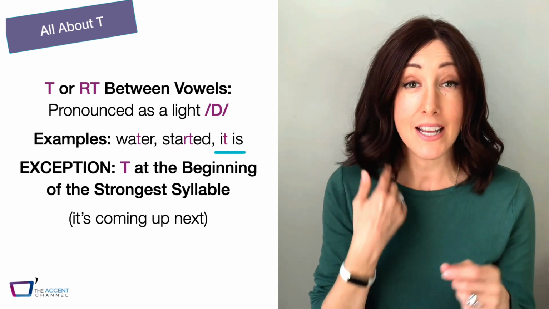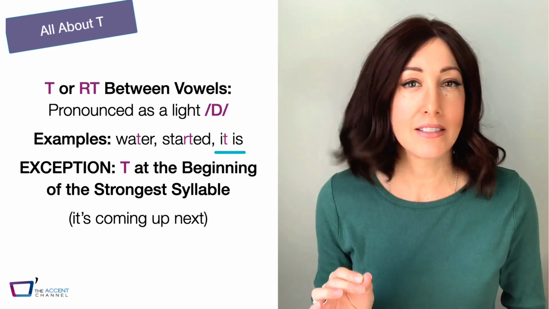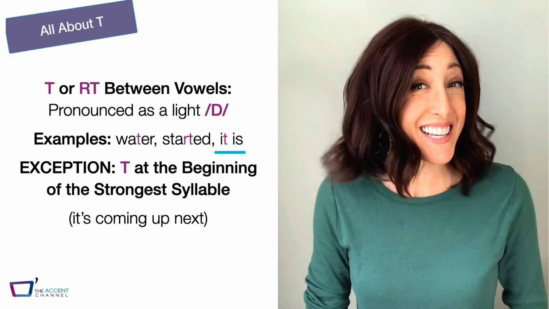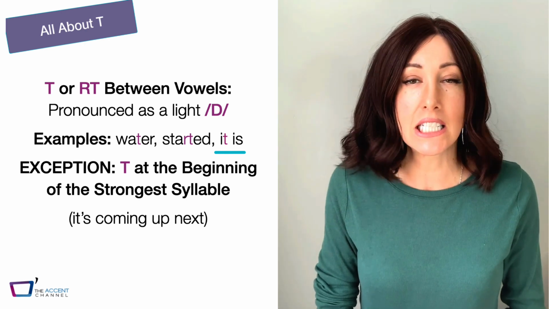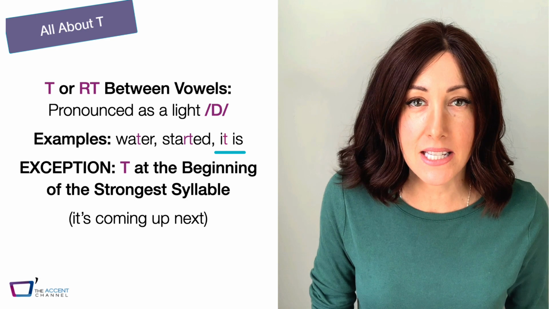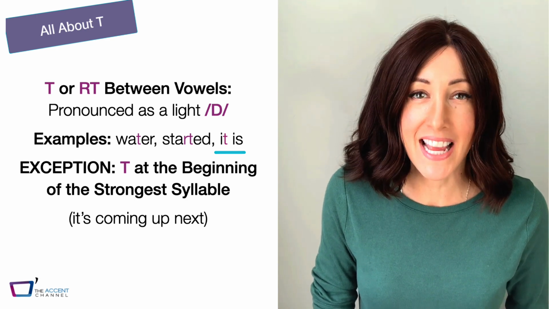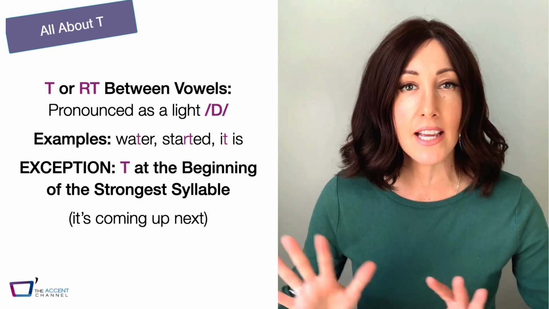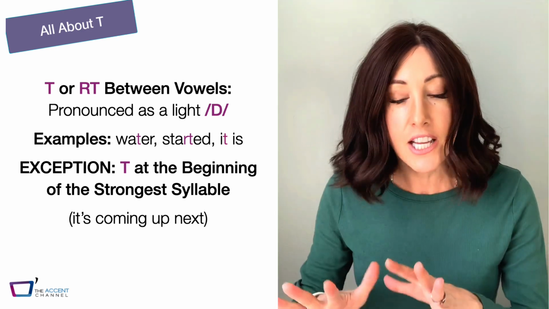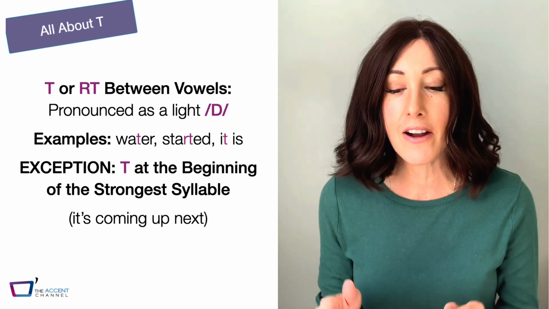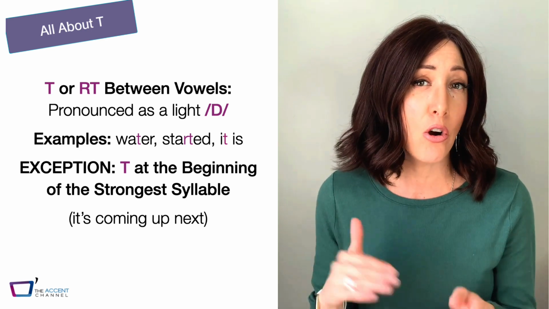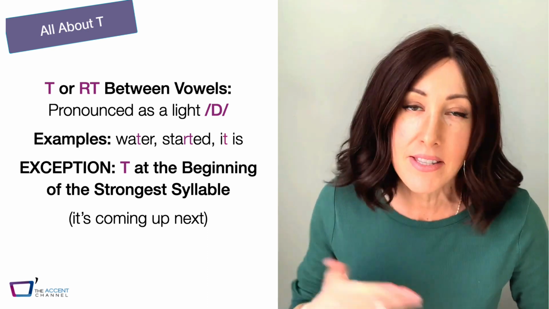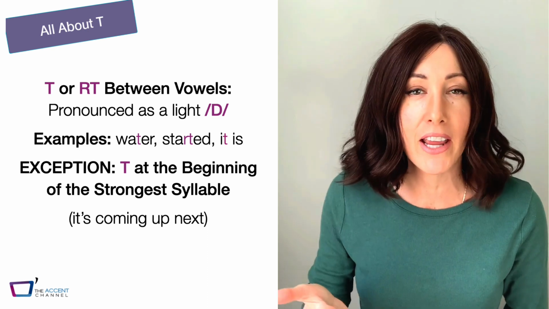Not it is, it is. Not it is, it is. Now remember, this is the general American accent. Yes, there will be some variety in other English accents, but with a general American, this is what happens when you have T or RT between vowels. So let's try those words with the standard or general American pronunciation.